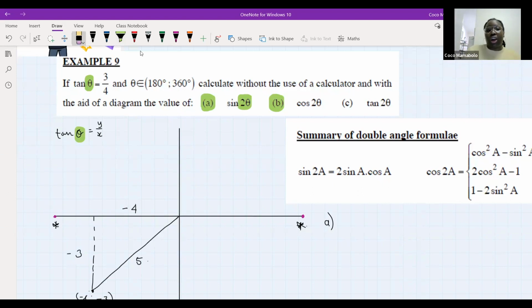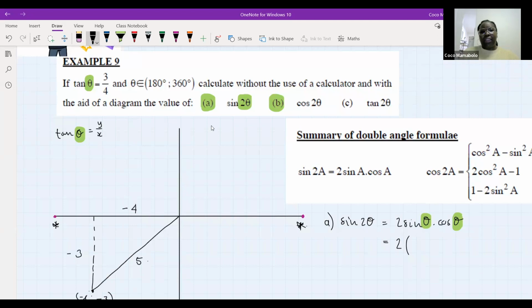So if we wanted to answer this first question, we need to change sine of 2 theta into 2 sine of theta cos of theta. And then that automatically recalibrates our brain to the idea that we have theta. We don't have 2 theta, we have theta. So I can then put this into my calculator, or I don't even have to. I can do it without it.